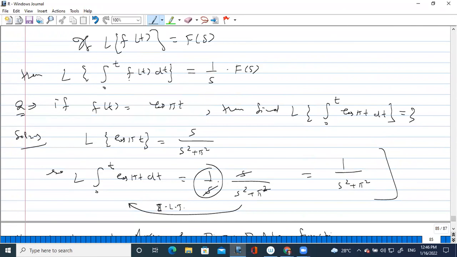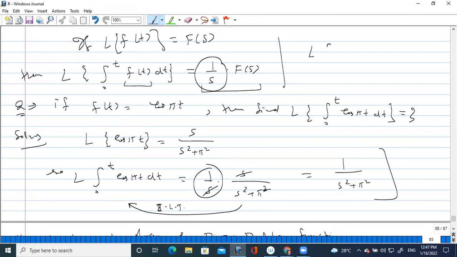By this property, if f(t) is e to the power at, and if the integral of that is there, then 1 by s you have to multiply. So in inverse, if 1 by s is there, one time you have to integrate. If 1 by s square is there, two times you have to integrate. This thing you must learn. So here also I can write one more problem.